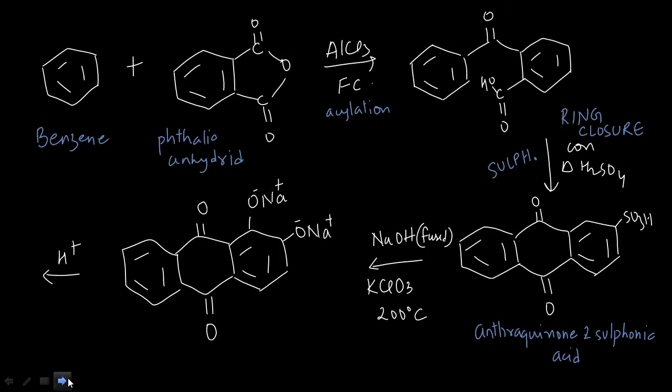Now how do we synthesize this? This method is very similar to the synthesis of polynuclear hydrocarbons, naphthalene, anthracene. I'd say it is almost similar, but let's see what we have here. We have benzene. We need two benzene rings. So we have one benzene from the original benzene, and then we have a phthalic anhydride. So what we can do is Friedel-Crafts acylation.